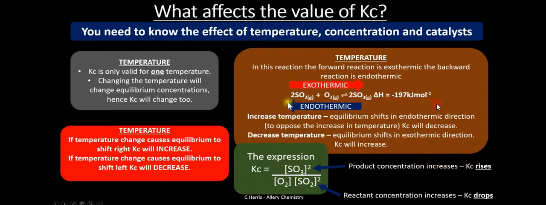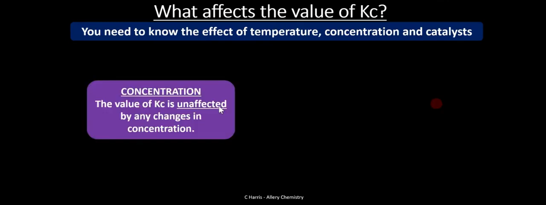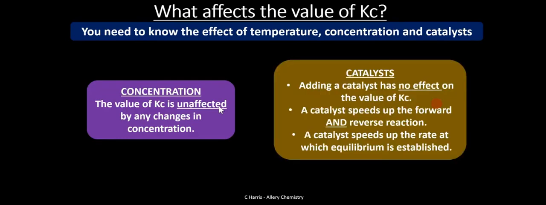Let's move on to talk about the effect of concentration. The value of Kc is unaffected by any changes in concentration. It's important for you to remember this. And catalysts: adding a catalyst has no effect on the value of Kc. A catalyst speeds up the forward reaction and the reverse reaction. A catalyst speeds up the rate at which equilibrium is established. So just remember that Kc is affected by temperature and temperature only.